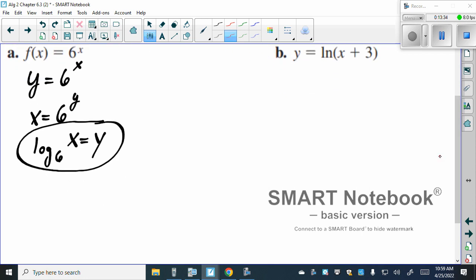Any questions on any of this here? Now let's look at the next one. y equals ln of x plus 3.